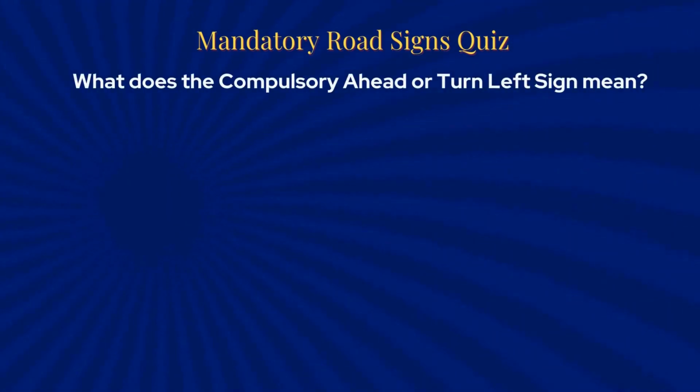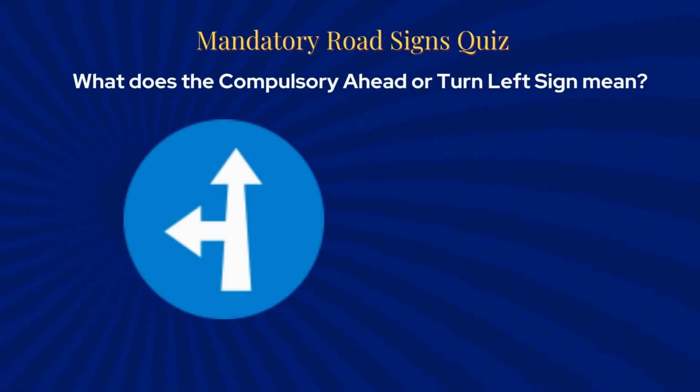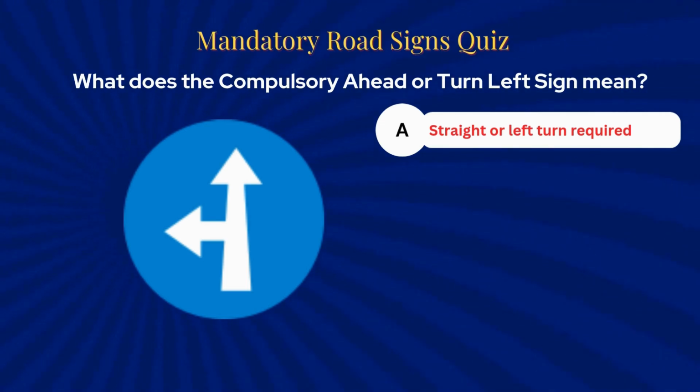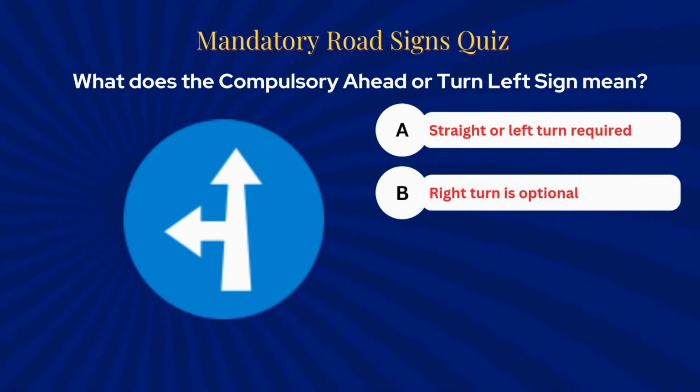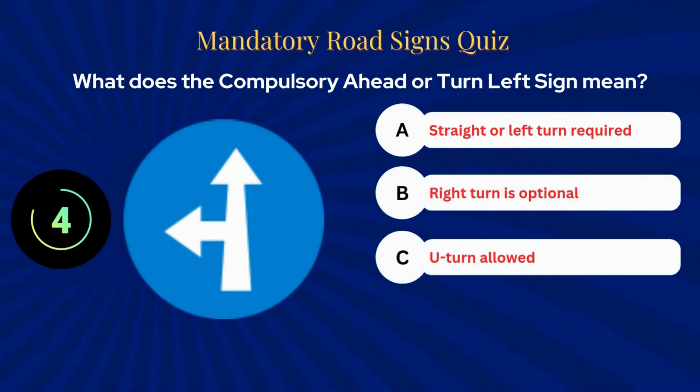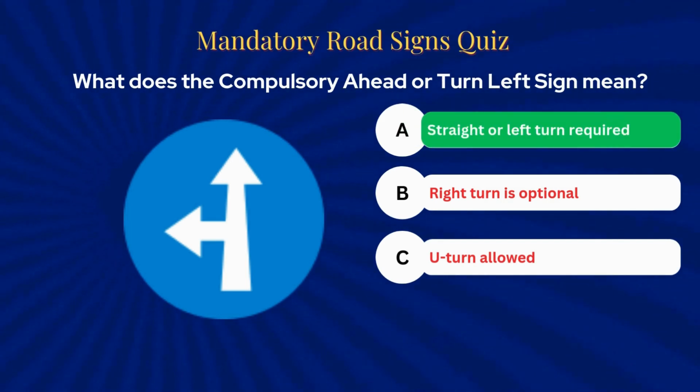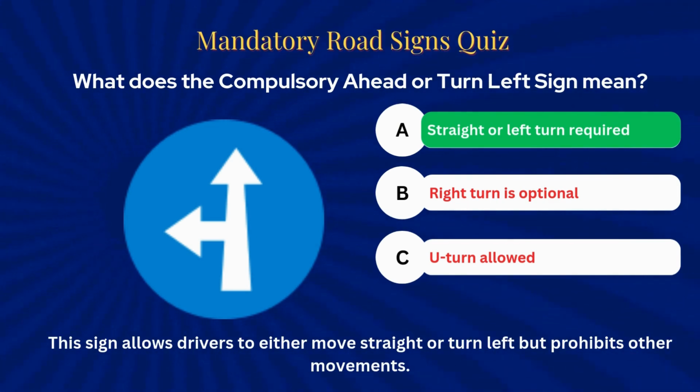What does the compulsory ahead or turn left sign mean? Options are straight or left turn required, right turn is optional, and U-turn allowed. Answer is straight or left turn required. This sign allows drivers to either move straight or turn left, but prohibits other movements.